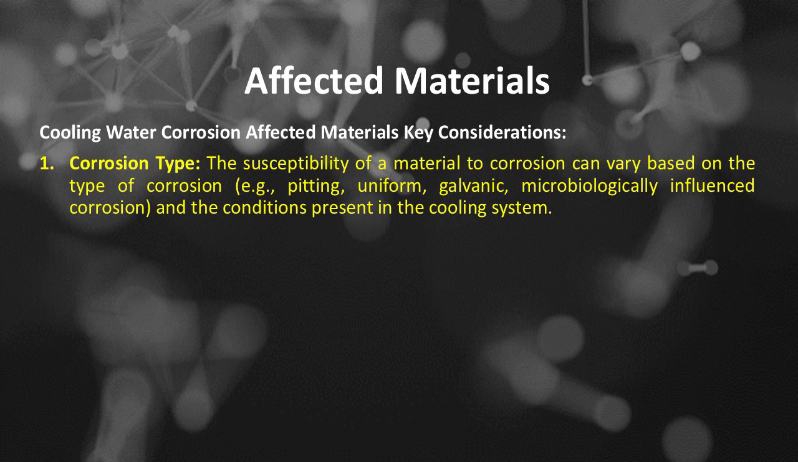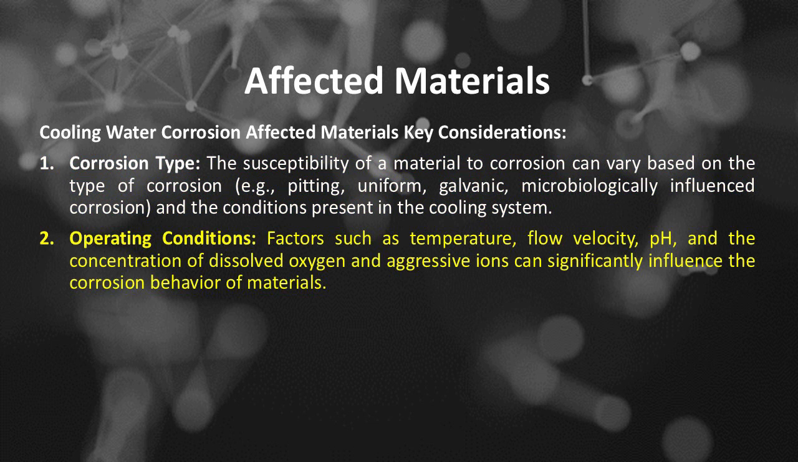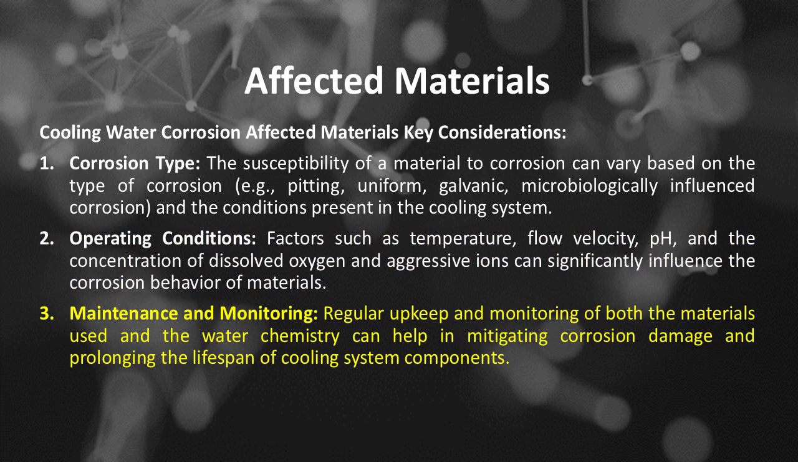The susceptibility of a material to corrosion can vary based on the type of corrosion, e.g., pitting, uniform, galvanic, microbiologically influenced corrosion, and the conditions present in the cooling system. Number 2 is operating conditions. Factors such as temperature, flow velocity, pH, and the concentration of dissolved oxygen and aggressive ions can significantly influence the corrosion behavior of materials.